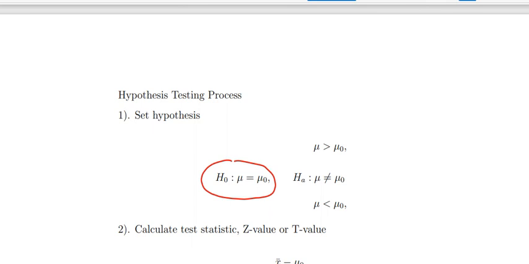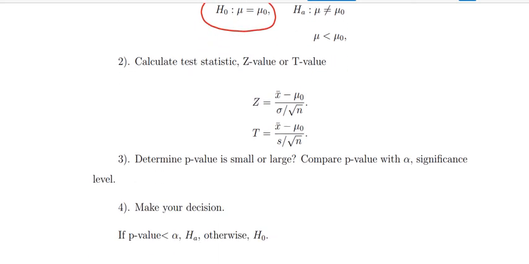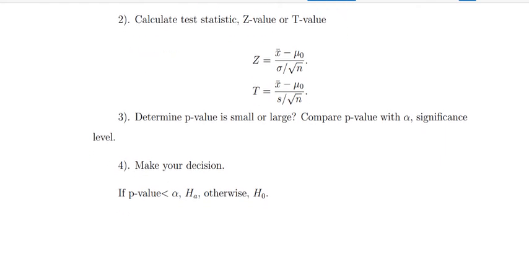Then we calculate the cutoff point or test statistic, so the z value or t value. Then we determine whether the p-value is small or large, right? Then make our decision. Okay, so that's the topic of hypothesis testing.